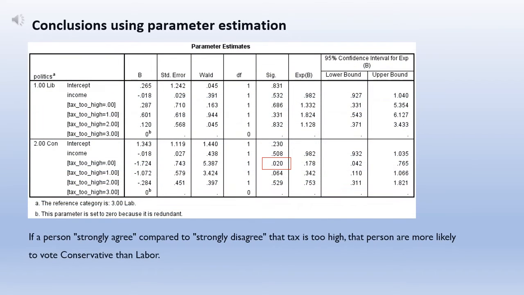As per the parameter estimates table, the only variable which is significant at 0.05 is strongly disagree with tax is too high. So from that, we can conclude that if a person strongly agrees compared to strongly disagrees that tax is too high, that person is more likely to vote for the Conservative Party than the Labour Party.